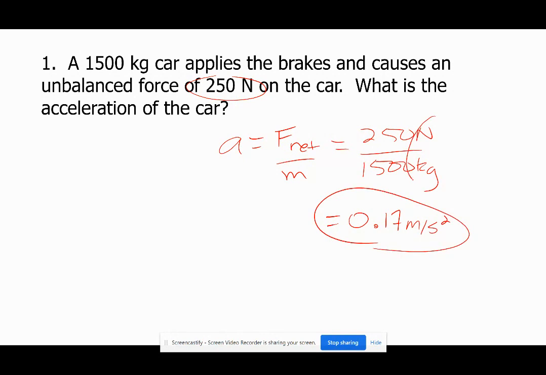You might notice that newtons divided by kilograms gives you newtons per kilogram. That's also a valid unit for acceleration, and they actually mean the same thing. Meters per second squared and newtons per kilogram are the same.